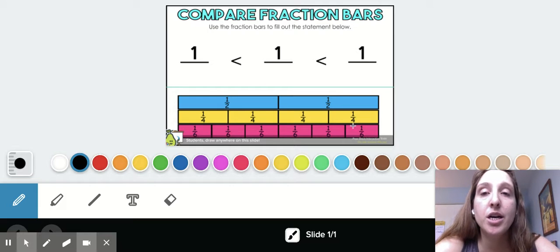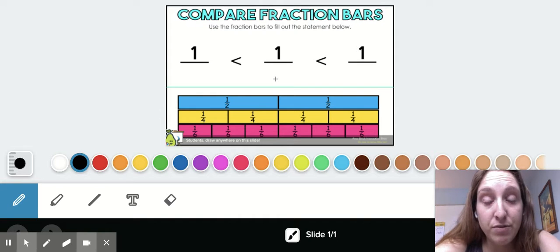So what I need to do here is fill in the denominators to make this statement true. Now, this looks like a smaller than sign or a less than sign. So I know this is going to be the smallest fraction, and this is going to be the biggest fraction, and then this one is in between. So let me see which of these fractions is the smallest.